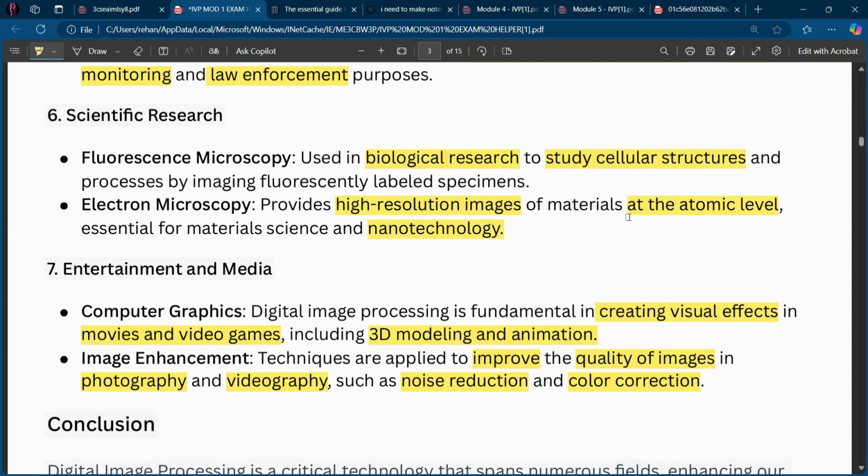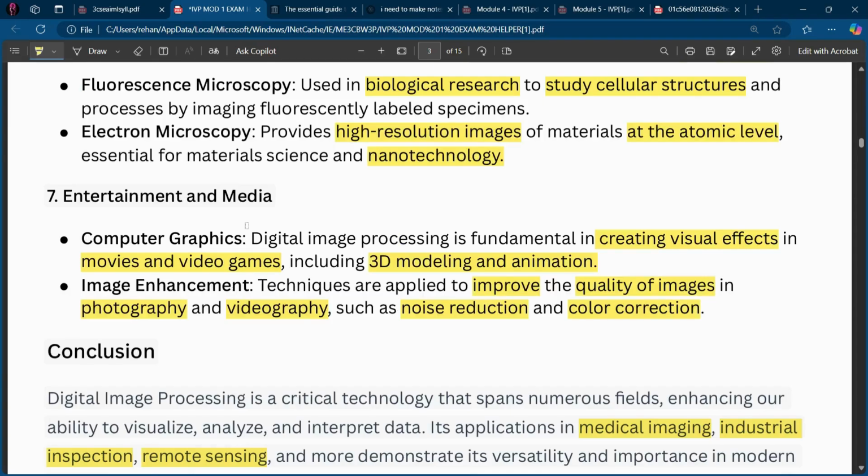Then media, computer graphics and image enhancement. So computer graphics is nothing but your YouTube videos and games. And enhancement is nothing but the way you take pictures in a DSLR and edit and modify them to clear the blurs and everything, usually in a photo studio. Then this is the conclusion.